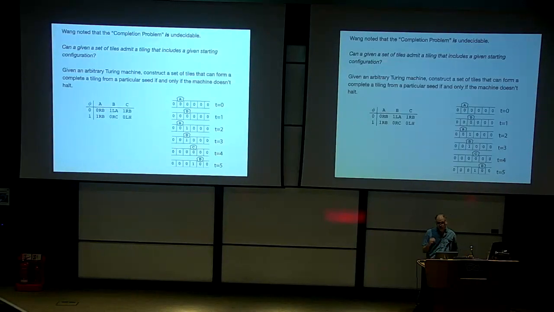Just to put this in context, the completion problem, which has been mentioned a couple of times, is fairly transparently not undecidable. The completion problem asks, given a set of tiles, and you specify that some particular tile has to be placed, or if you prefer, some configuration has to appear, can a tiling be completed from that starting seed or starting configuration? And the idea is pretty simple. You want to just emulate an arbitrary Turing machine.